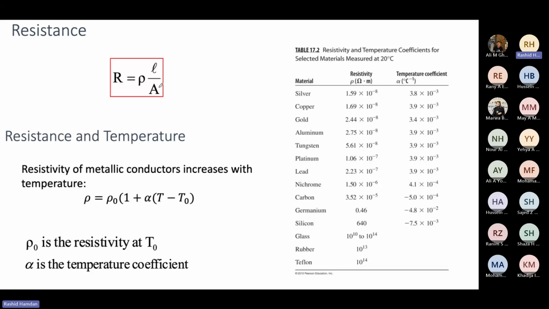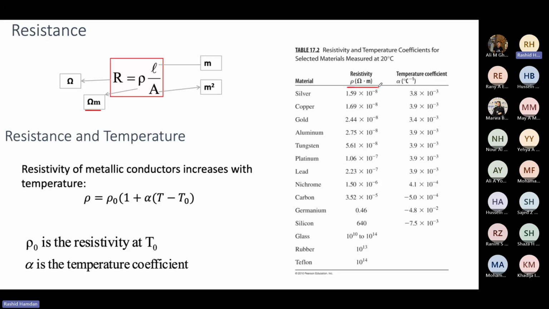Now, in terms of the unit, L is in meters, A is in meters squared, and R is in ohms. So rho must be in ohm meters. You can look here in the table. You can see different materials have different resistivity.